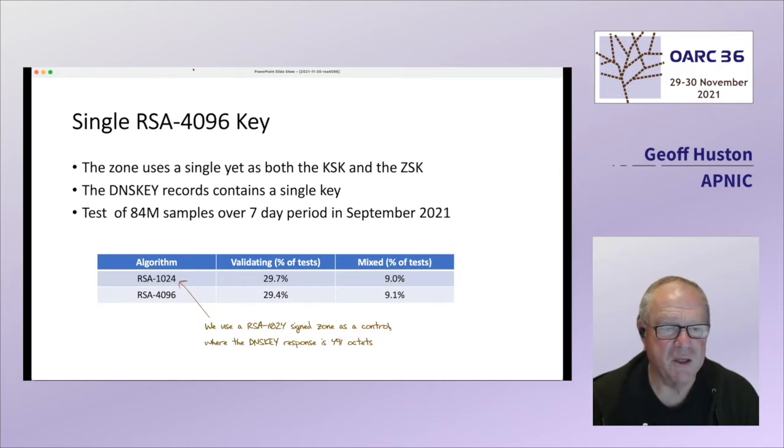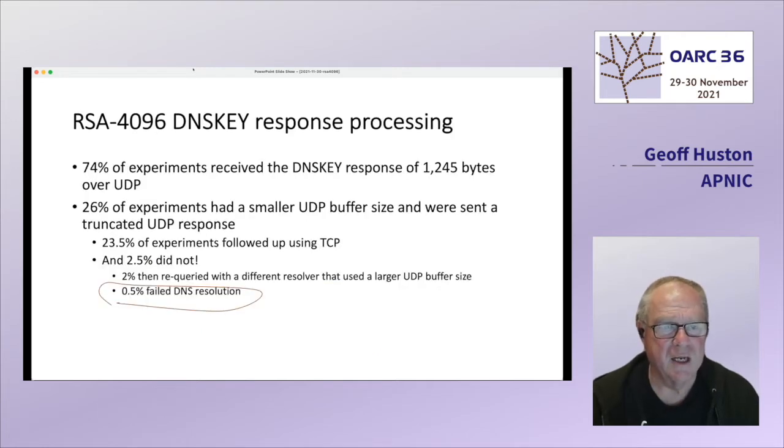So let's have a look at this using two algorithms, RSA 1024 versus RSA 4096. Validating, 29.7% of users worldwide for 1024, and a very small change, 0.3% downward, for RSA 4096, and a slight uptick in mixed. So this was across 84 million samples over a 7-day period.